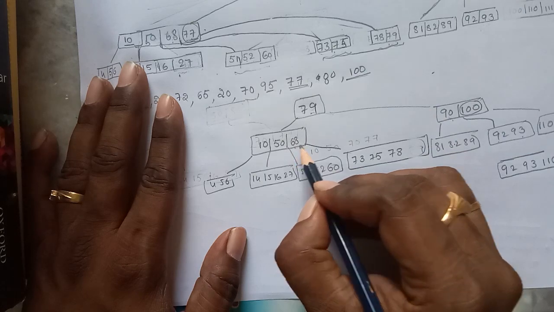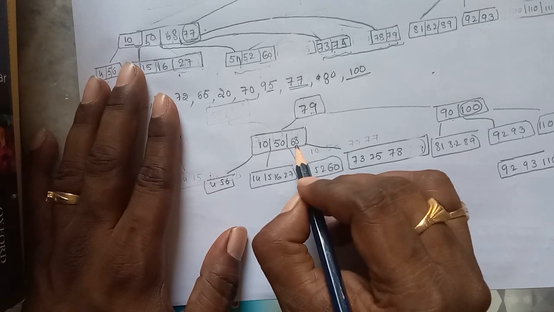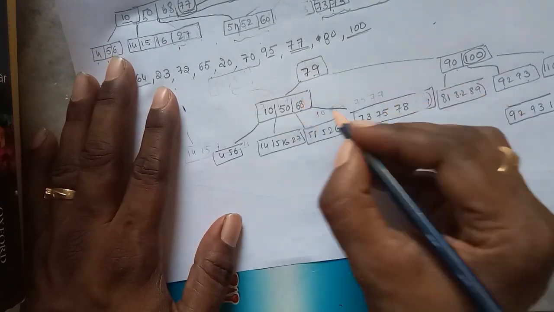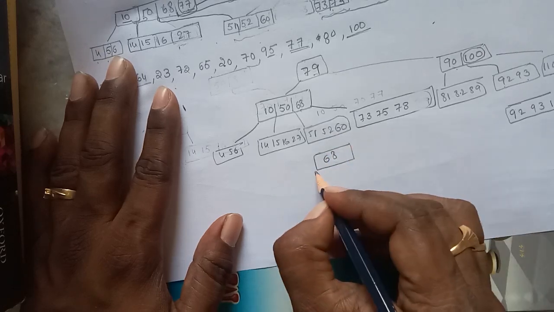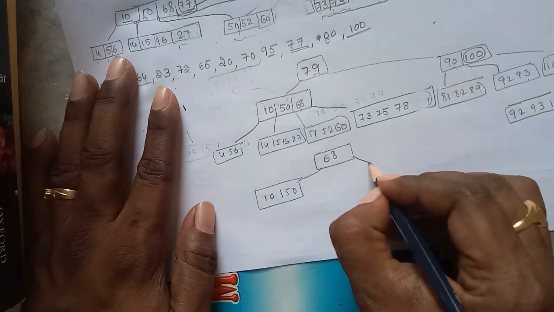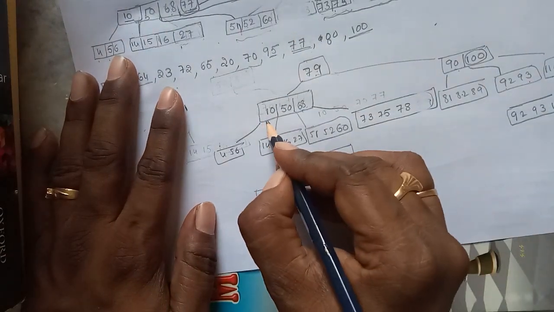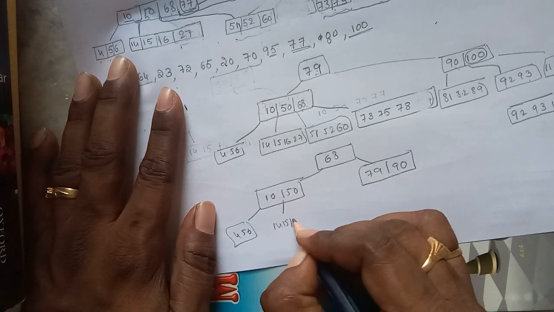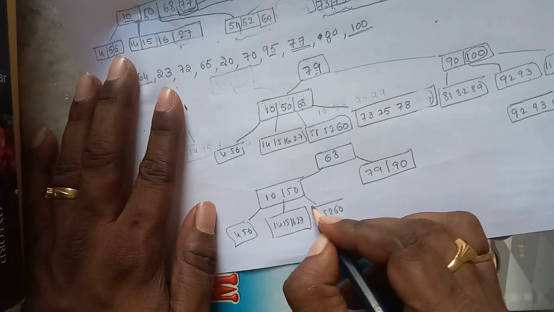Check the sibling. The sibling contains 3 keys. So take a borrow from the sibling. That means 68 is moved to the root, with 10 and 50. And 79 is moved to 90. Now 10's left child is 4, 5, 6. The middle one is 14, 15, 16, 27. And 50's right child is 51, 52, 60.